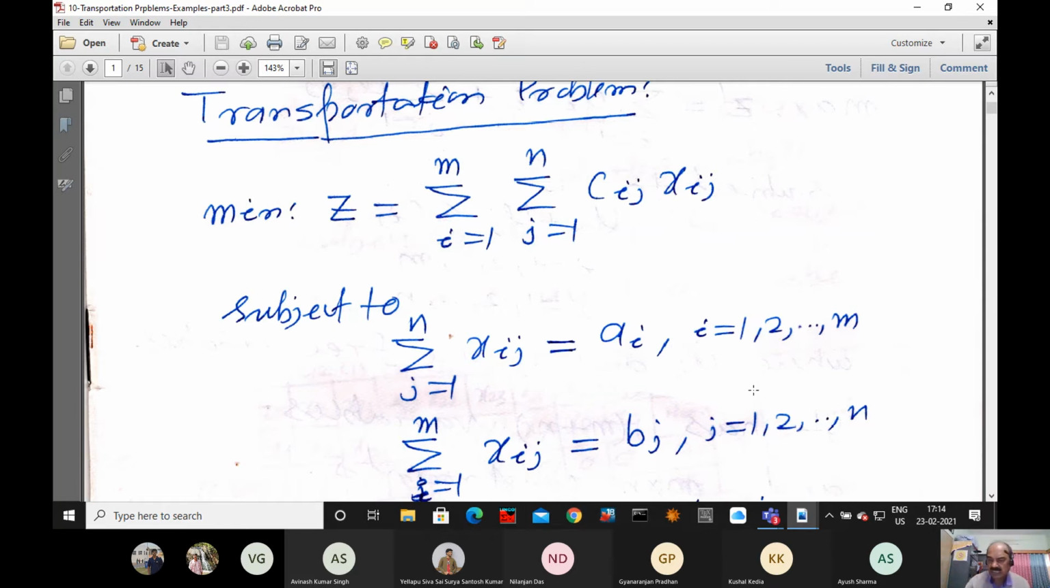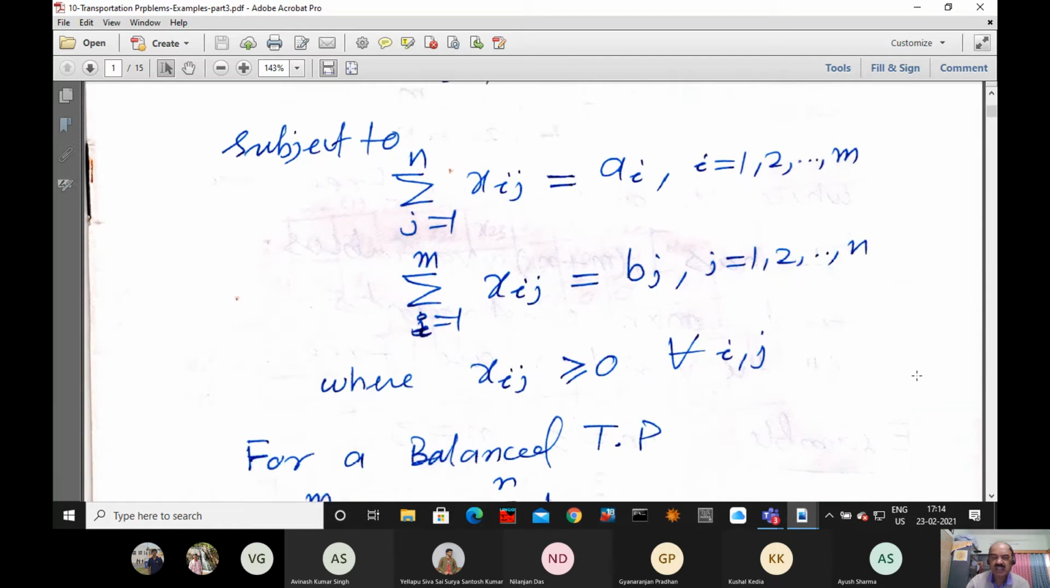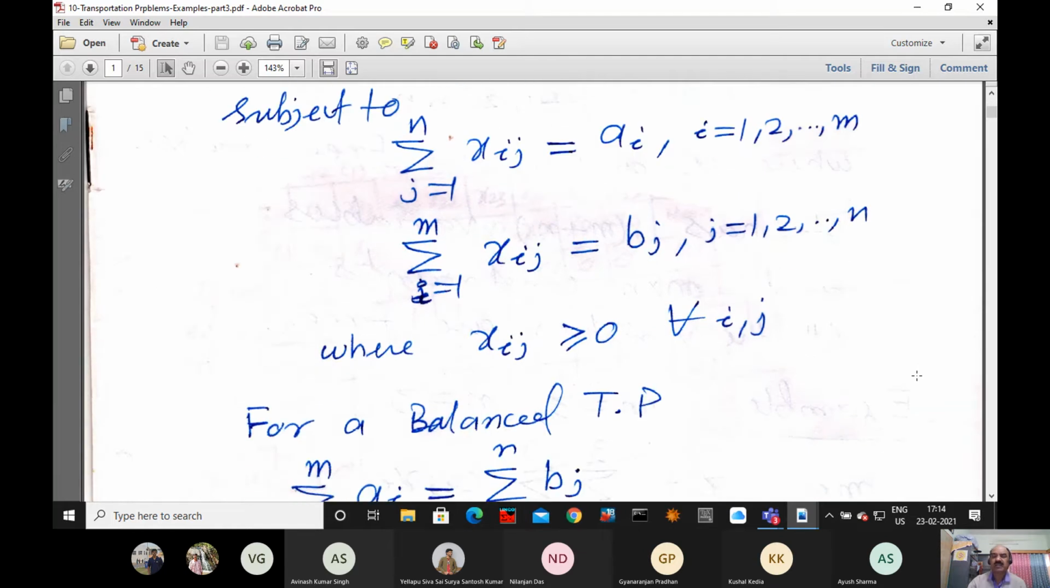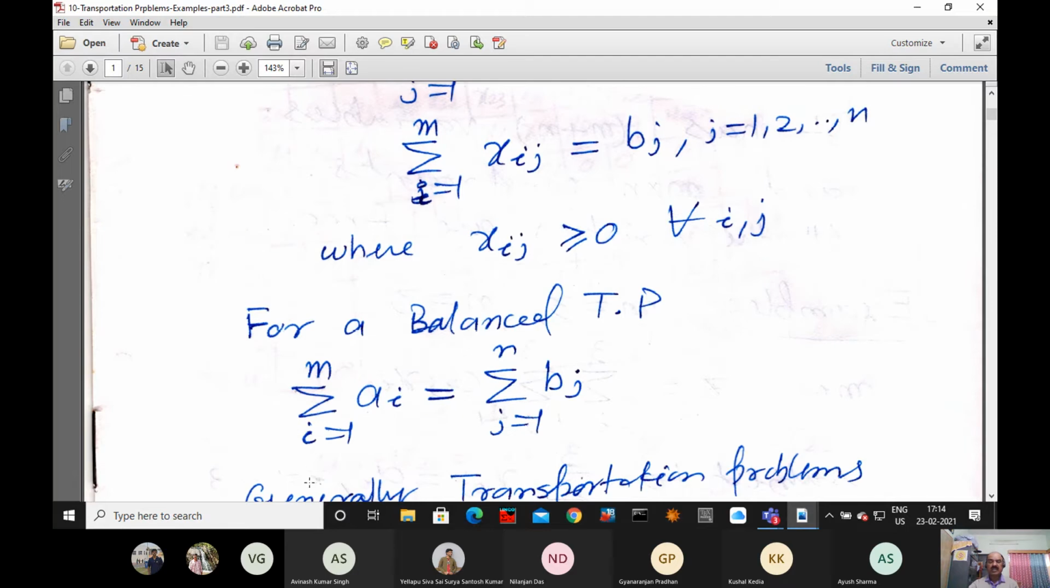Generally, if ai and bj are non-negative integers, the decision variables also have to be non-negative integers. There is a rule. So for a balanced transportation problem, what is the condition? Summation over i varies from 1 to m of ai equals summation over j varies from 1 to n of bj.